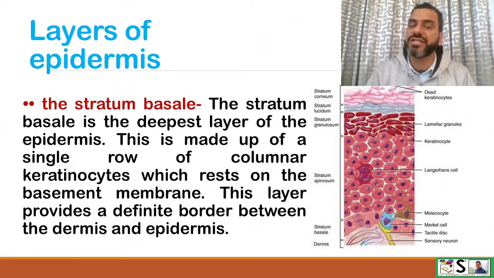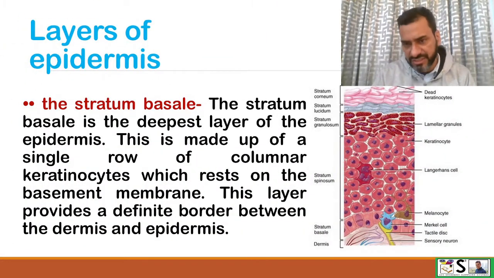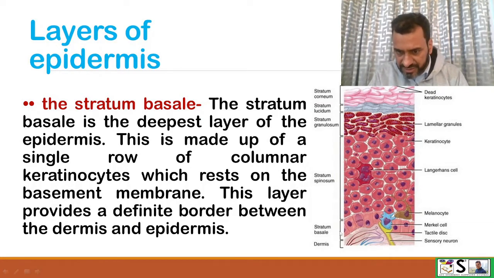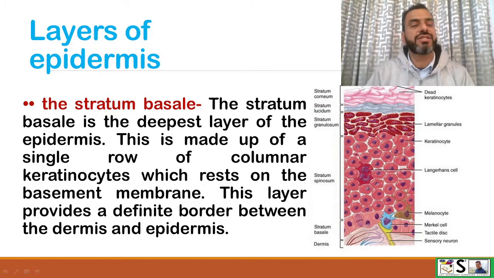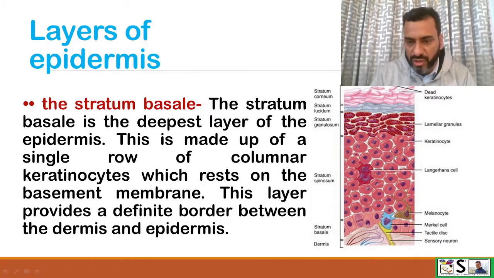First one is stratum basale. As the name suggests, it is at the base. Okay, so here this is the stratum basale, and after that dermis starts. So epidermis layer is from here to here. The stratum basale is the deepest layer of the epidermis. This is made up of a single row of columnar cells. So this is the columnar cell layer, and this is known as stratum basale.